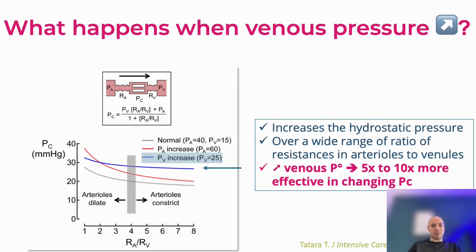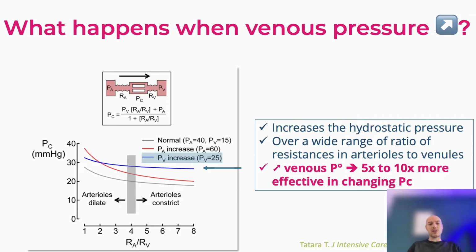To put it simply, it means that hydrostatic pressure is more sensitive to an increase in venular pressure compared with a similar magnitude of increase in the arteriolar pressure. And actually, a pressure change applied from the venous side is 5 to 10 times more effective in changing capillary hydrostatic pressure than when applied from the arterial side.